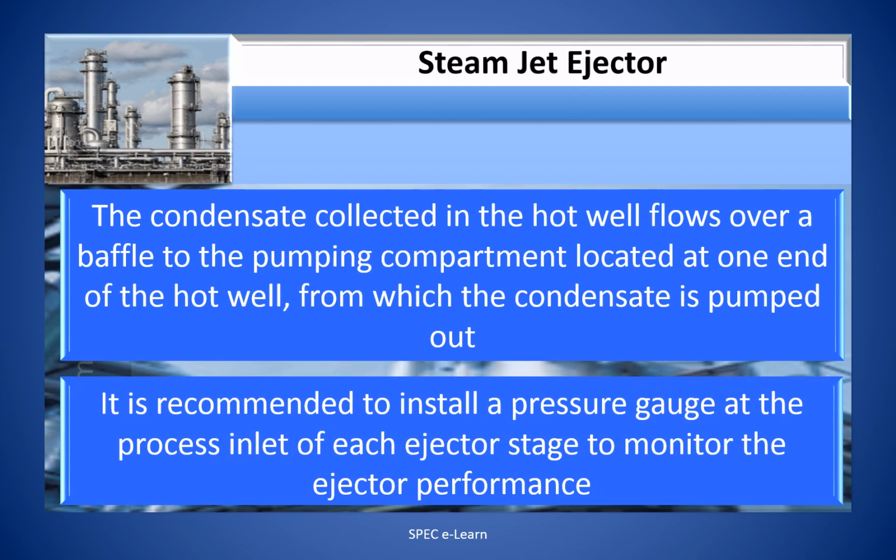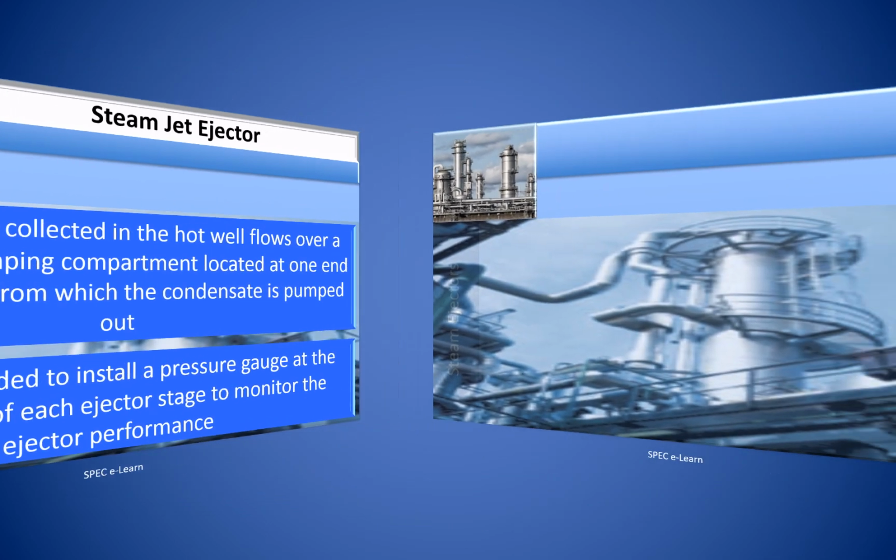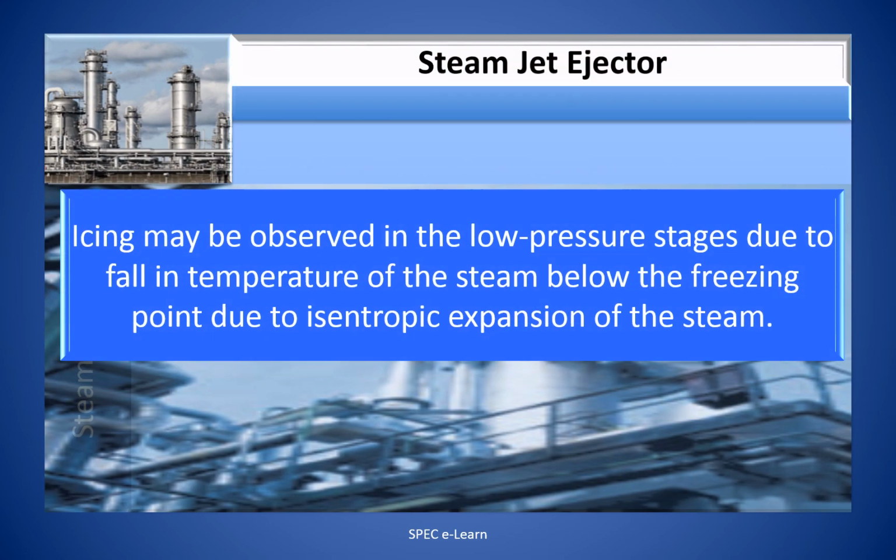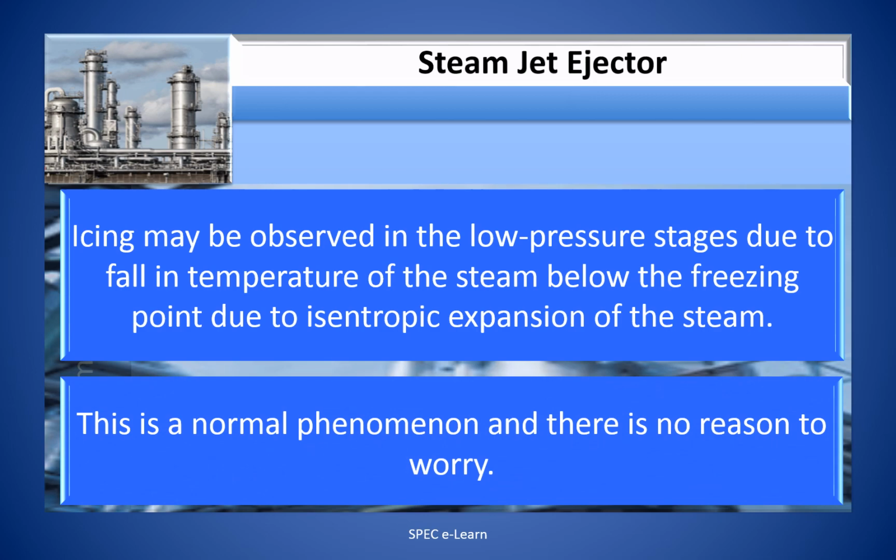It is recommended to install a pressure gauge at the process inlet of each ejector stage to monitor the ejector performance. Icing may be observed in the low pressure stages due to a fall in temperature of the steam below the freezing point due to the isentropic expansion of the steam. This is a normal phenomenon and there is no reason to worry.